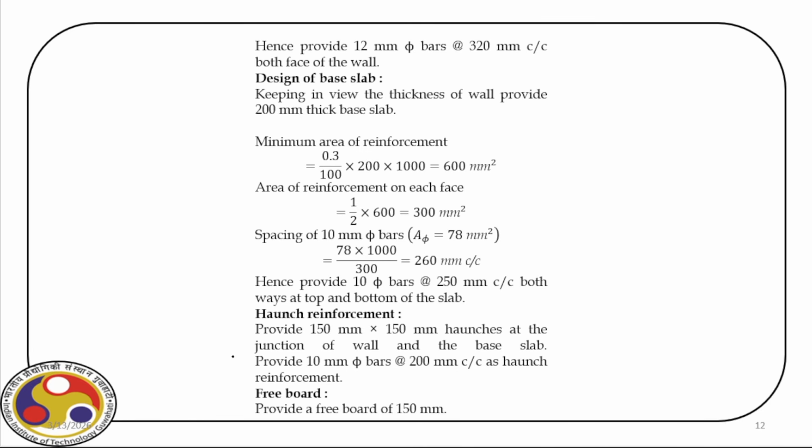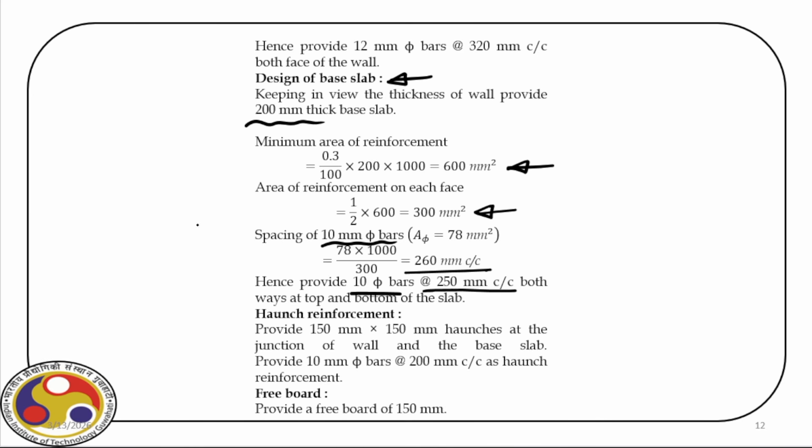Now, we have to design the base slab. For that, let us provide a thickness of 200 millimeter, and the minimum area of steel required is 600 millimeter square. So per face, we provide 300 millimeter square. So let us try with 10 phi, and then the requirement of spacing is 260 millimeter center to center. So we can provide 10 phi at the rate 250 center to center.